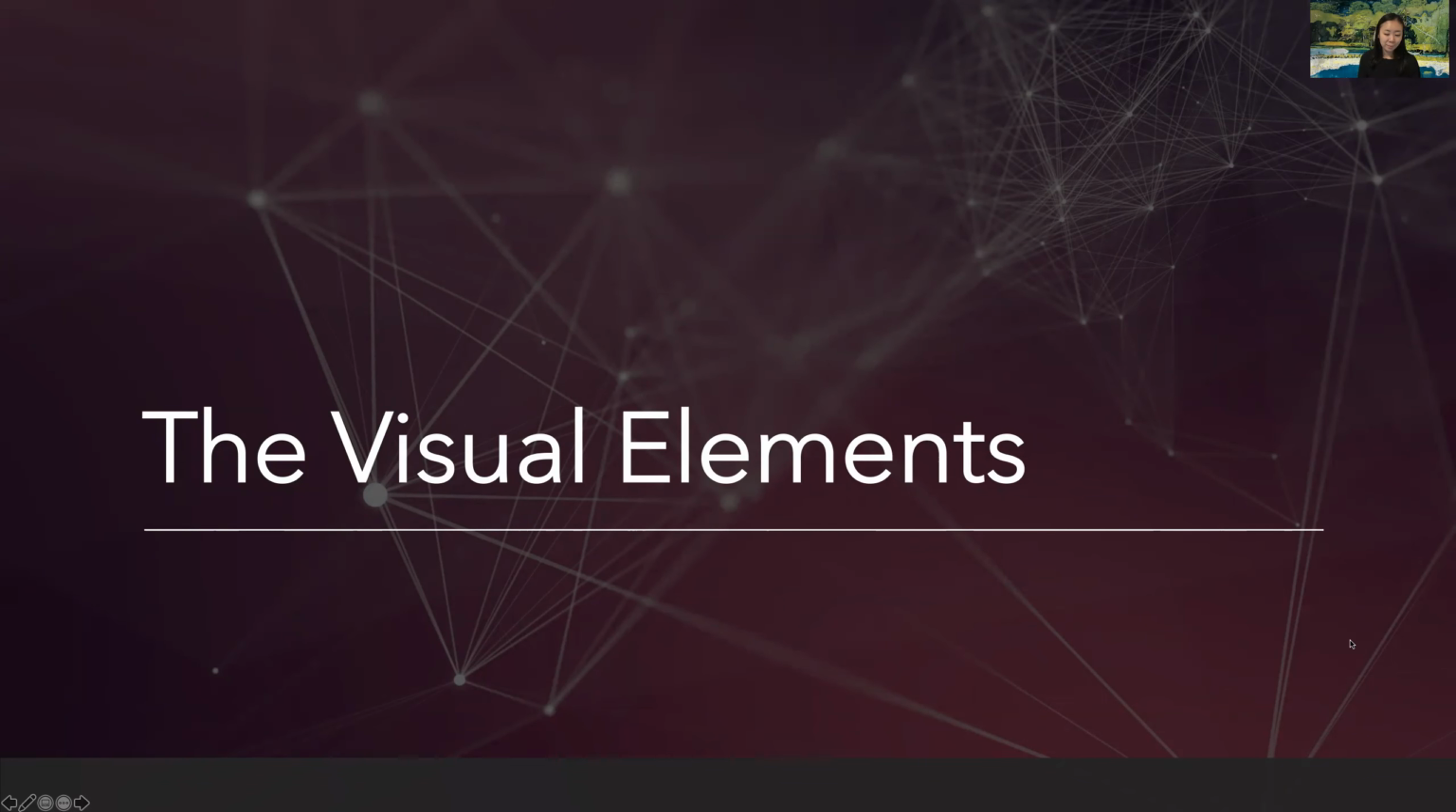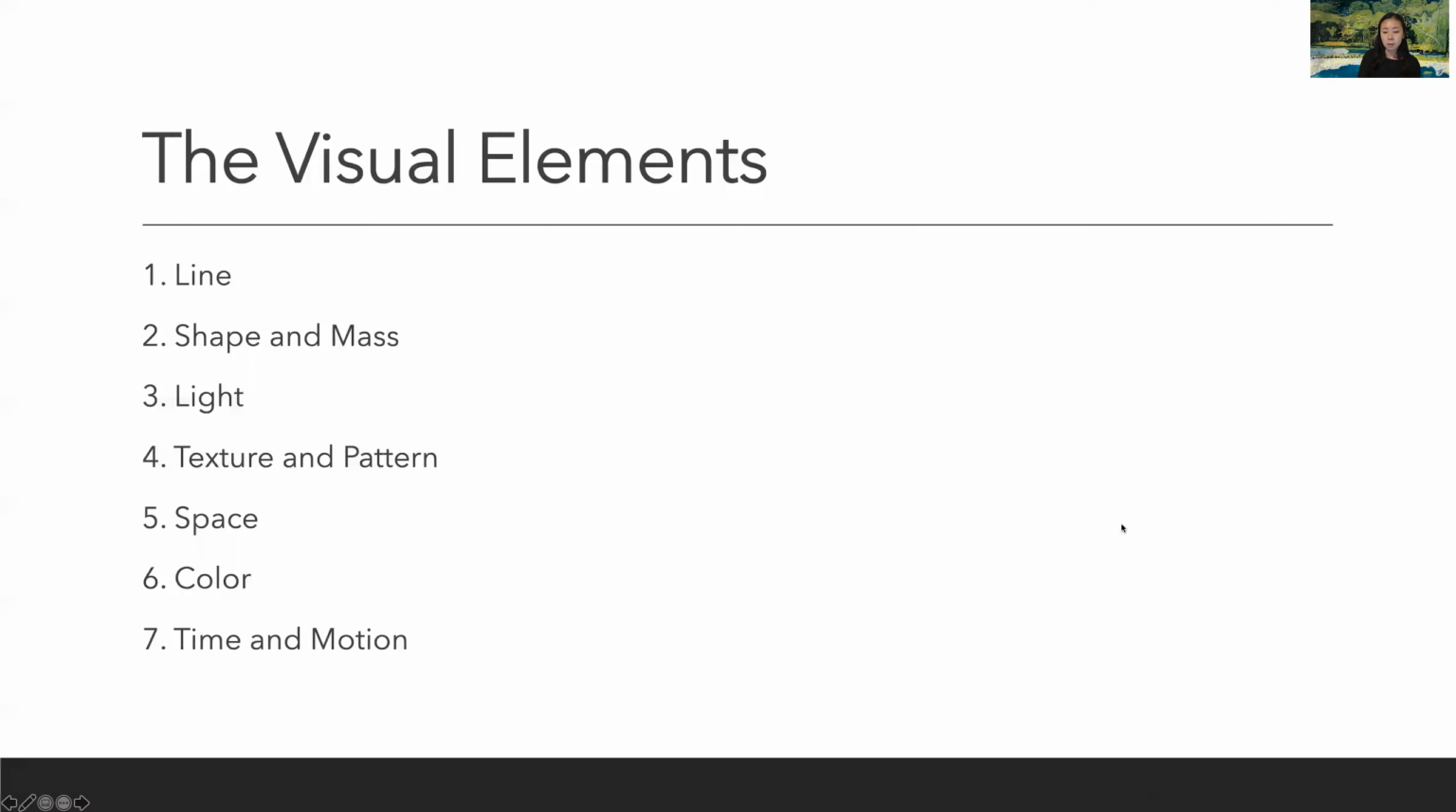Hi everyone. So we've learned 5 visual elements in the last video. The first one was line, and the second one was shape and mass. Third one was light, and the fourth one was texture and pattern, and the fifth one was space, right? In this video, we are going to see sixth element, color, and the last element, time and motion.